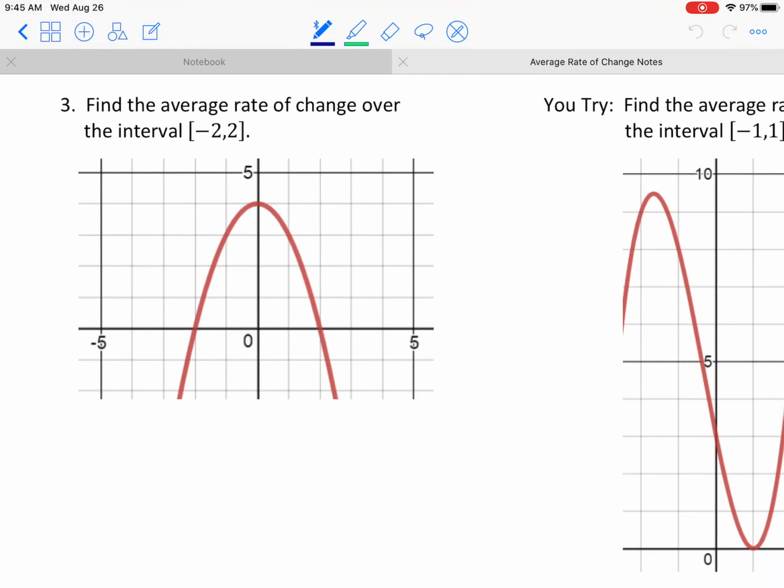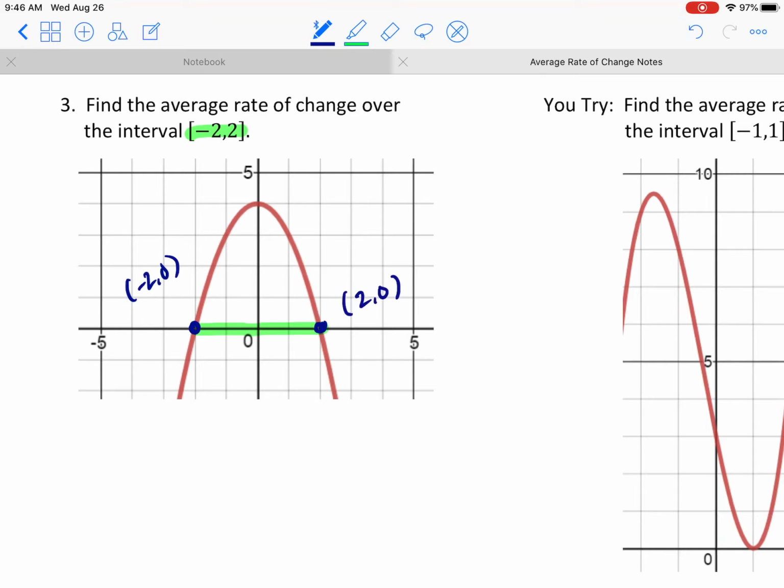All right, let's try it again. Here we have a quadratic function that is reflected and shifted, but still a quadratic. Says find the average rate of change over the interval from -2 to 2. So -2 to 2 on the x-axis, that's that interval right there. So our starting point is at -2, 0, and our ending point is at 2, 0.